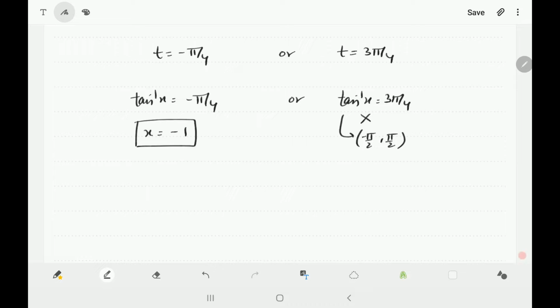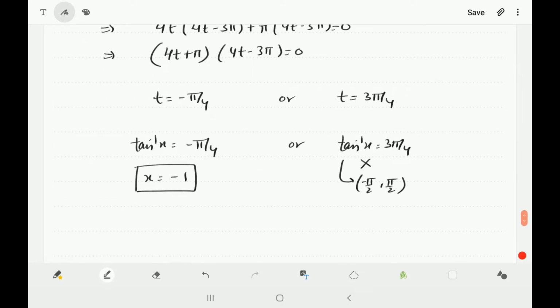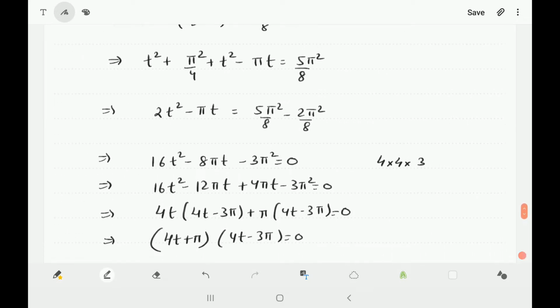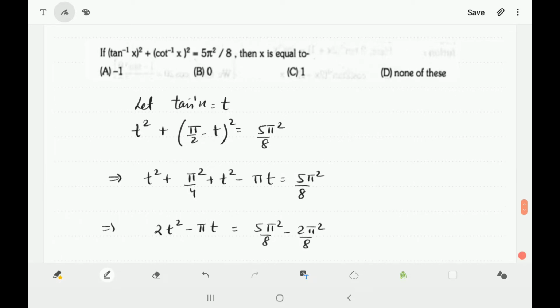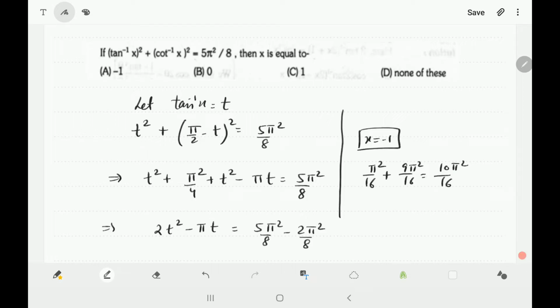Now in ITF, in inverse trigonometric equations, it is always required that you should put the value in the parent equation to cross check. So once we put x as minus 1 here, we will have tan inverse of minus 1 is minus pi by 4, so this will be pi square by 16, and cot inverse of minus 1 is 3 pi by 4, which is 9 pi square by 16. So addition will give us 10 pi square by 16, which is 5 pi square by 8, which is satisfying, and hence the answer for this problem is option A. Is it clear?